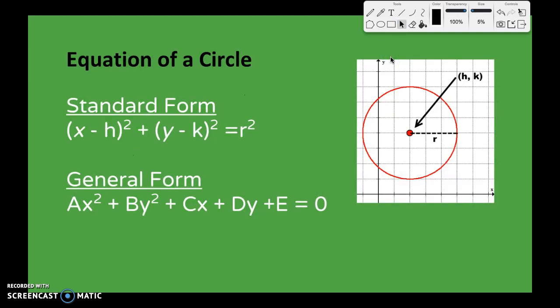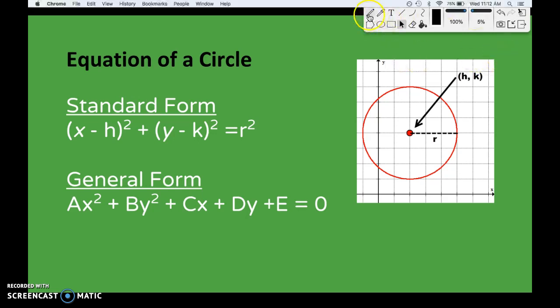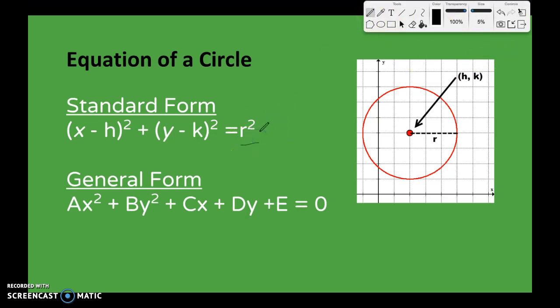There are two equations that we need to be familiar with: the standard form and the general form. The standard form is (x - h)^2 + (y - k)^2 = r^2. That equation utilizes the center, which is (h, k), and the x and y are just the variables that define points on the circle. Note that the r is squared in this case. The general form we'll address towards the end. That being said, let's get right into it.